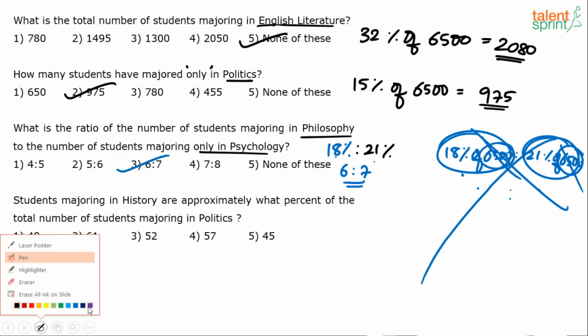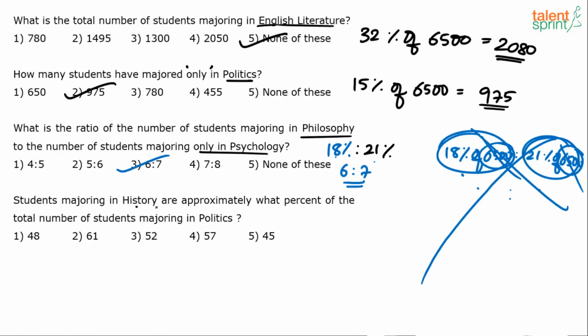Now the last question. What's the last one? Students majoring in history are approximately what percent of the total number of students majoring in politics. So this is a percentage concept, right? X is approximately what percent of Y, right? Approximate calculation, right? X is what percent of Y, X by Y into 100. This is X, this is Y. So we have to do X by Y into 100.